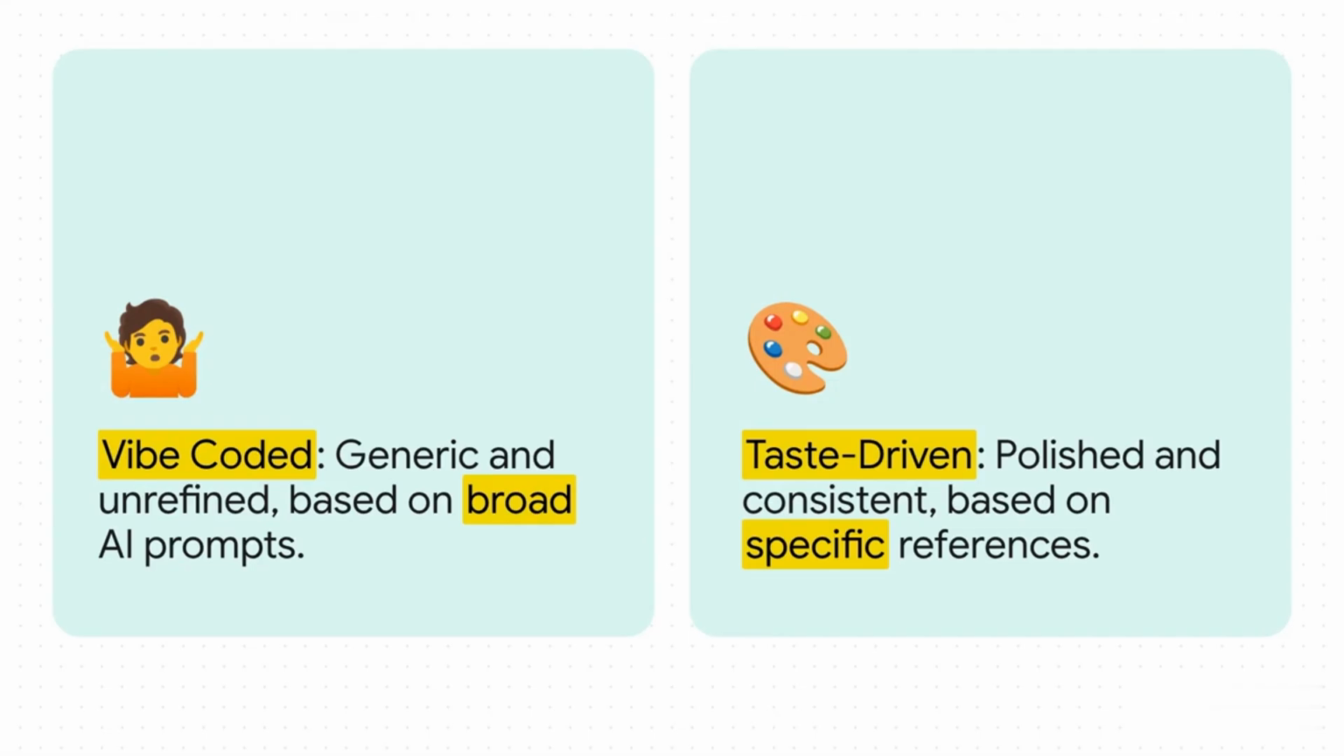And this just lays it out perfectly. Vibe-coded is when you tell the AI, make it look modern, and you get back something bland and generic. Taste-driven, on the other hand, is about being intentional. You're not just giving vague prompts, you're guiding the AI with specific real-world references to build a coherent design system.